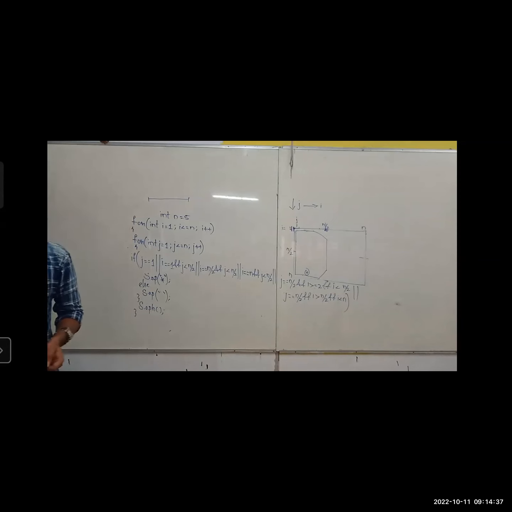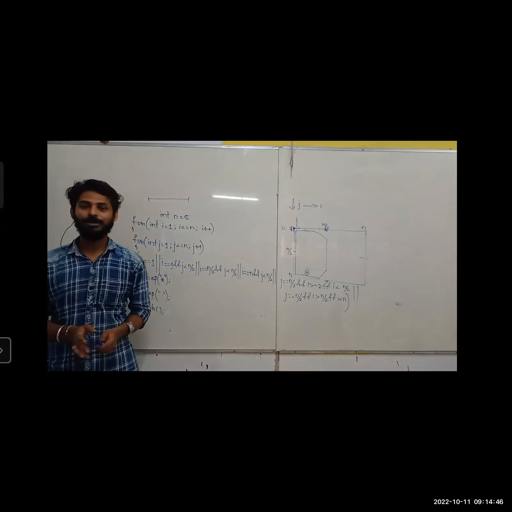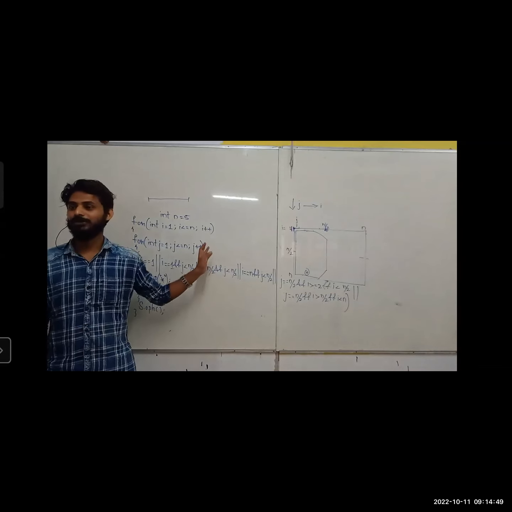Did I check how many inner for loops? No, right? Multiple for loops, I told. Multiple means it can be 2 or greater than 2. Okay, greater than or equal to 2 it is. You just decide how much you want to do it.